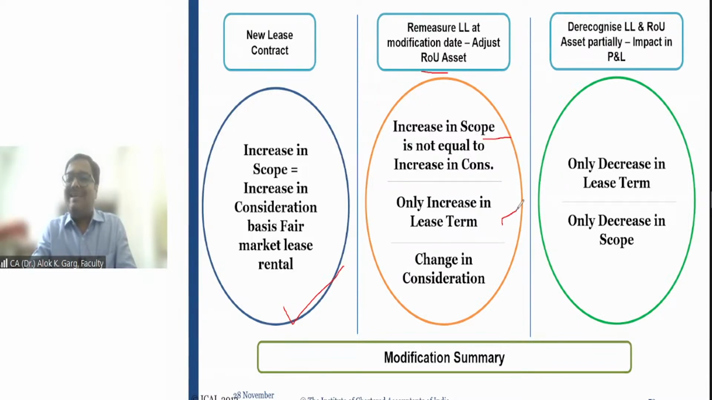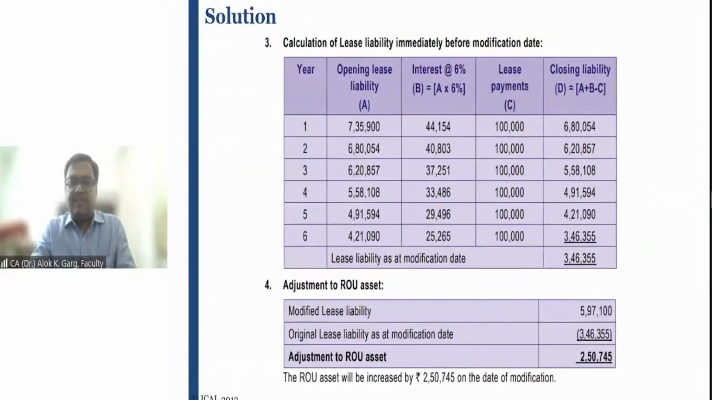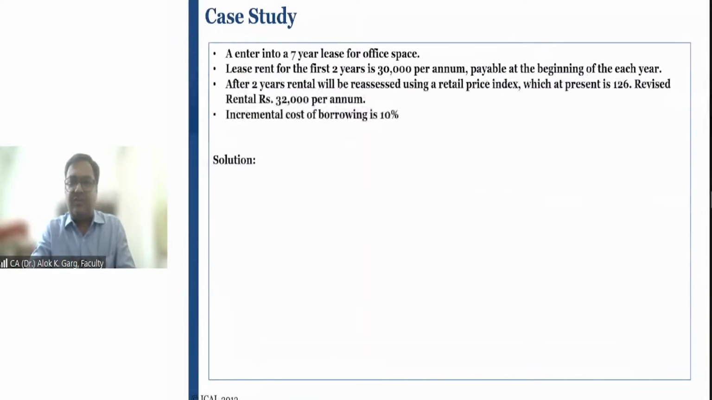If there is only an increase in lease term, like in this case, again you need to remeasure your lease liability. If there is only a change in consideration, again you need to remeasure your lease liability, right? But if there is a decrease in lease term or only scope is decreasing, in that case you have to derecognize your lease liability and right of use asset, and whatever the remaining impact is, you have to take in the P&L.